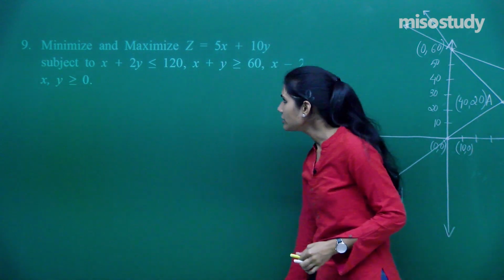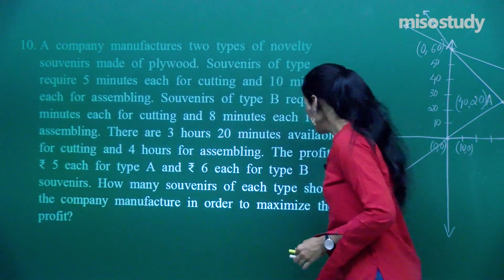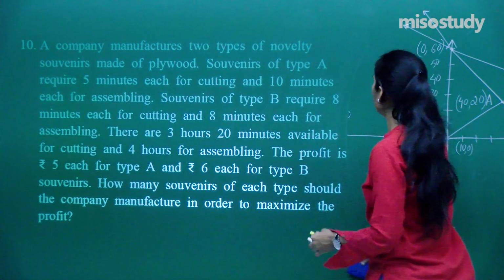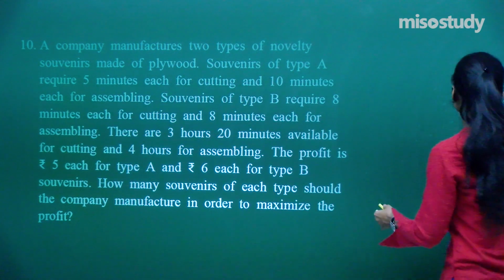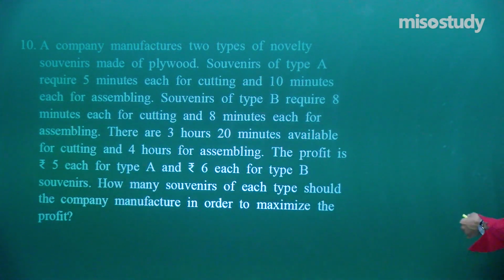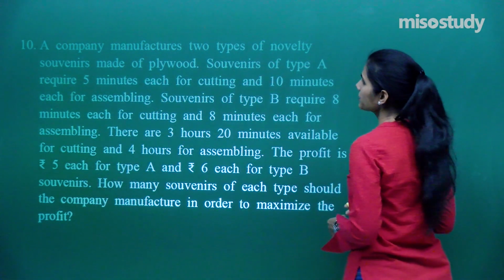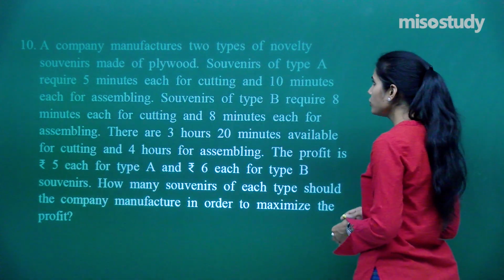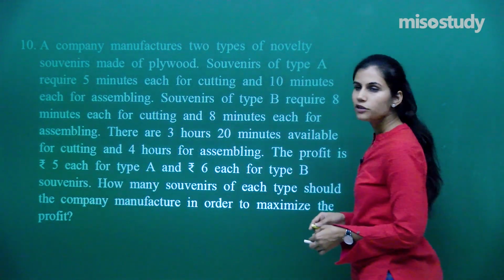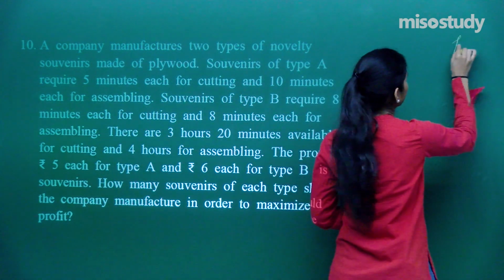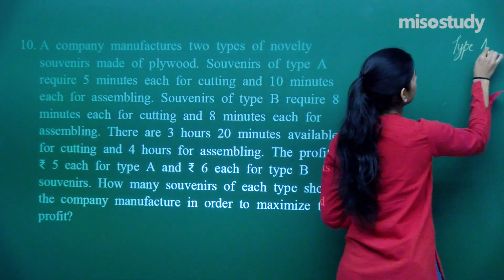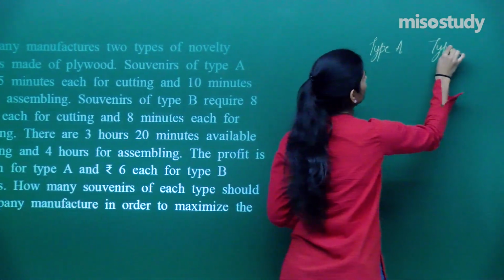Let us look at the next question. Next question is talking about manufacturing. Let us see what it is trying to say, and side by side try to plot it in a table. First of all, a company manufactures 2 types of novelty souvenirs made of plywood, souvenir of type A and souvenir of type B.